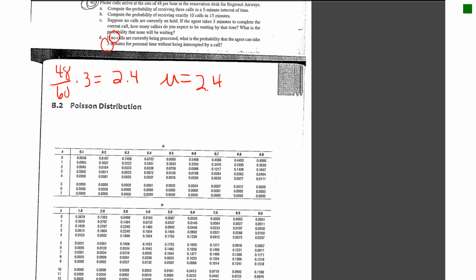So my point is, I just want to show you an illustration that sometimes you have to look at the base rate, if it's given per hour. If they ask you something different in terms of time intervals, you may have to change the mu value to get the right probability.